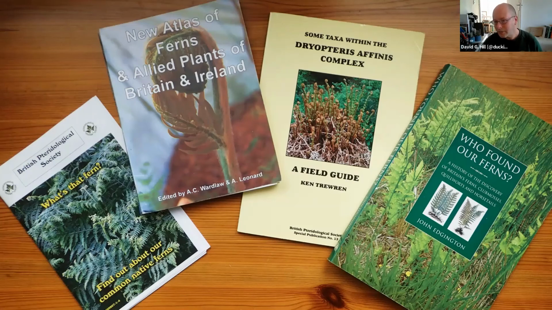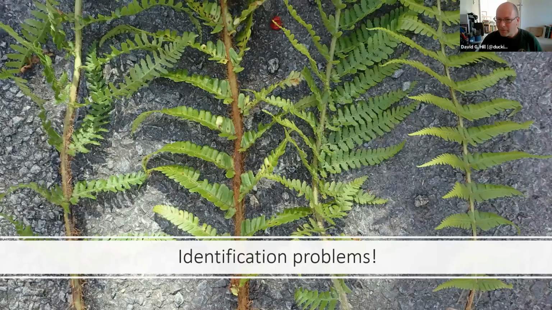John Edgington recently released Who Found Our Ferns, which is more about the history of ferns and recording, things like Ray's books. I've alluded to, but I've not really mentioned Dryopteris in any great detail because it's the one thing that intrigues and stumps beginners to fern identification. These are all Dryopteris affinis, so all the same but incredibly variably different.